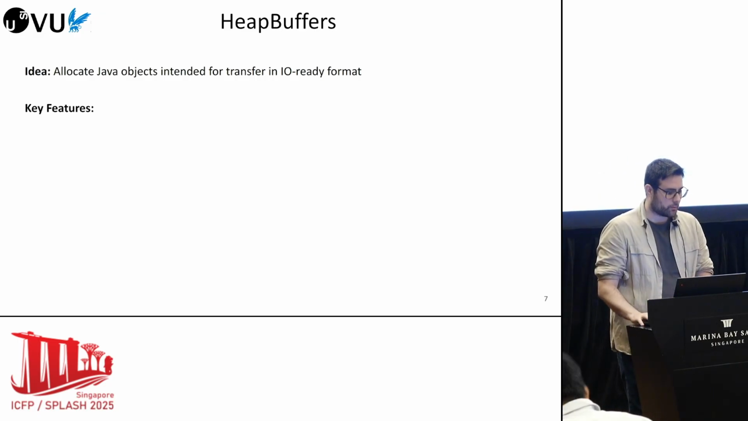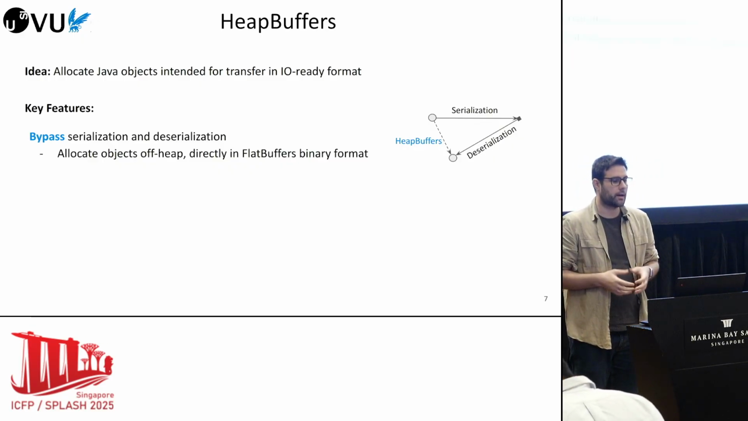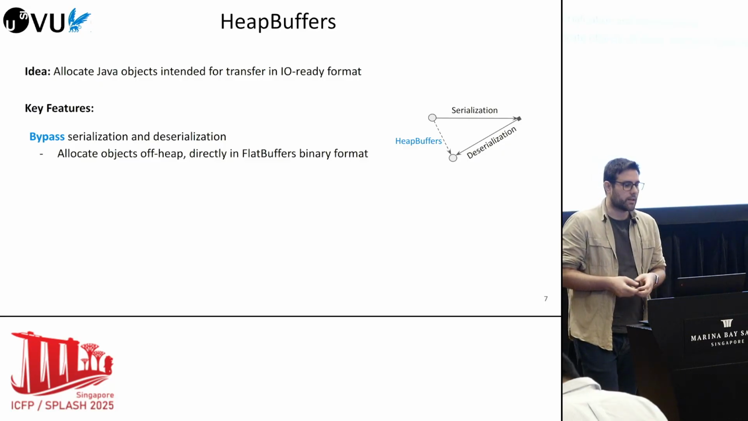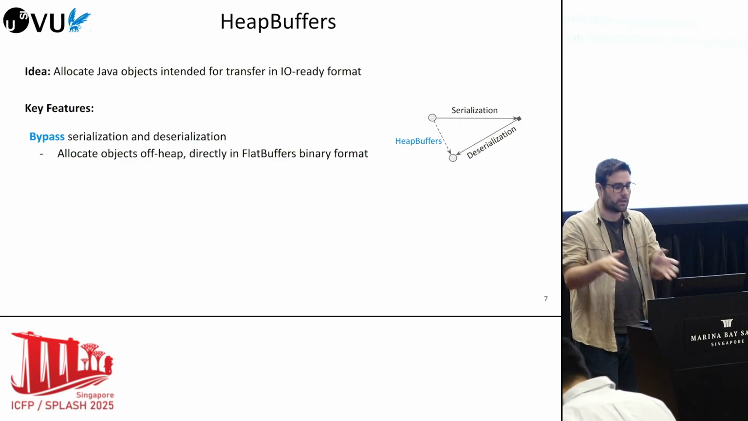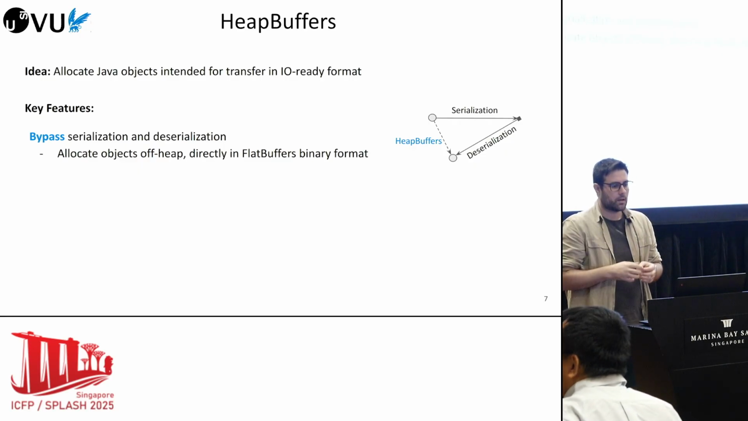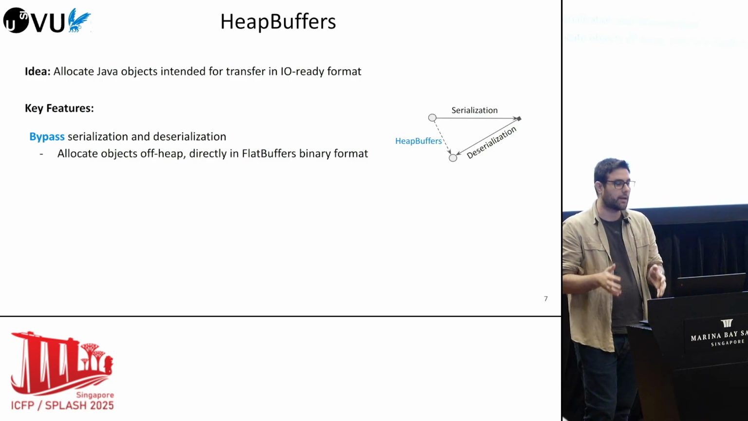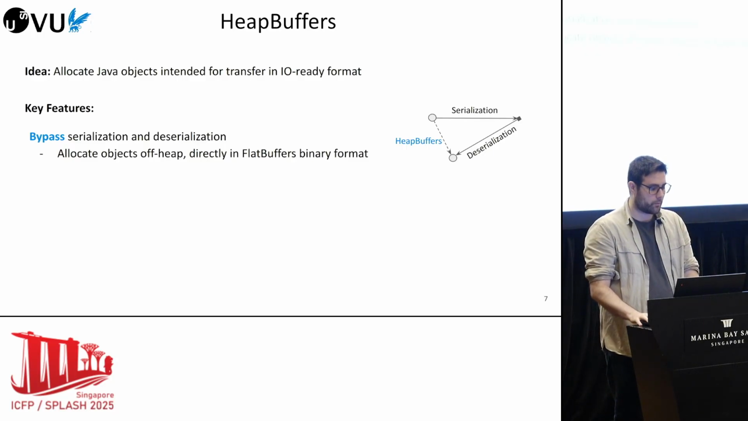Let me highlight some of the key features. First, HeapBuffer objects are always allocated off heap directly using the FlatBuffers binary format. What does it mean? It means that if we dump the memory of our runtime system, we have a valid FlatBuffers message that can be used in I/O. Likewise, if we receive a FlatBuffers message, we can also use the data right away without any deserialization. So we are able to bypass these operations.